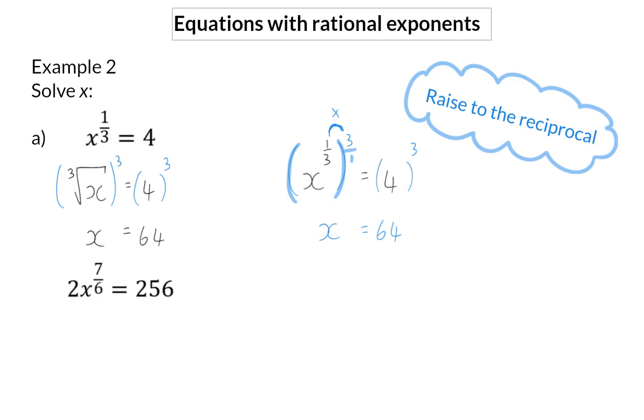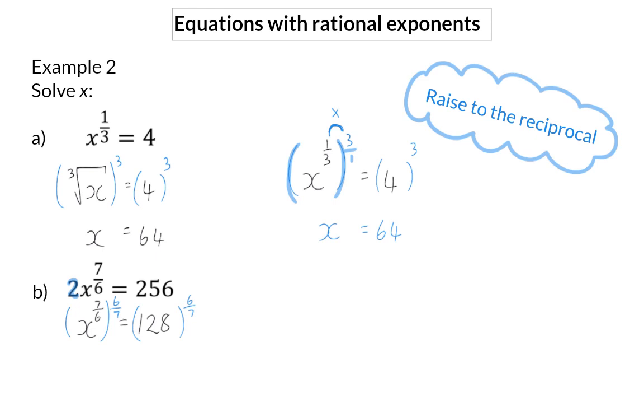In example B, we once again have a rational exponent, but this time we first need to get rid of the coefficient of 2. To do that, we're going to divide both sides by 2 and end with x to the power of 7 over 6 equals 128. Now we can raise to the reciprocal, as I just mentioned, and here the reciprocal of 7 over 6 will be 6 over 7. And this needs to be repeated on the right-hand side.